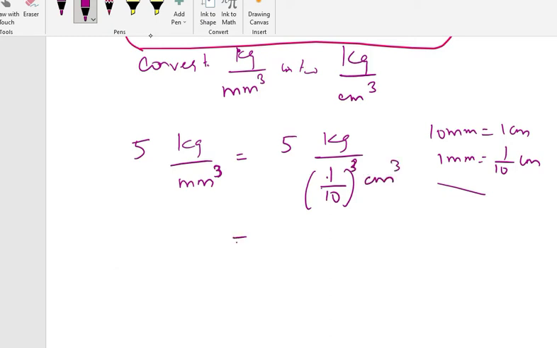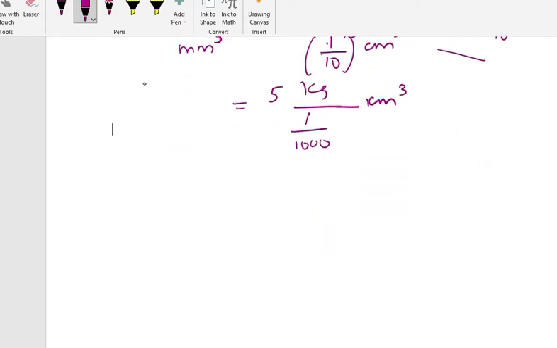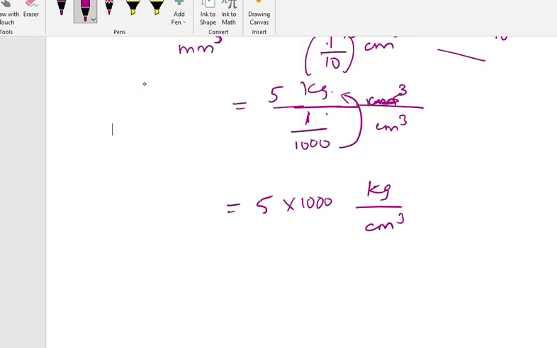So 5 kg divided by 1 by 1000 centimeter cube. Here 1 is the denominator and 1000 is the denominator of the denominator, so it goes up. So we get 5 into 1000 kg per centimeter cube, which is 5 into 10 to the power 3 kg per centimeter cube.